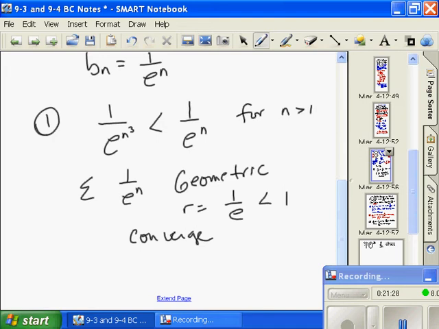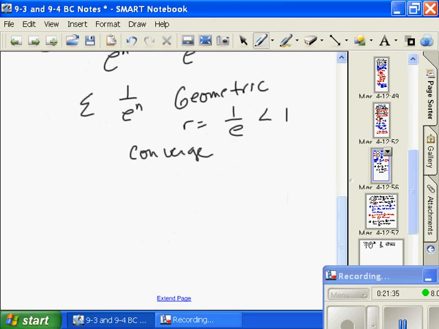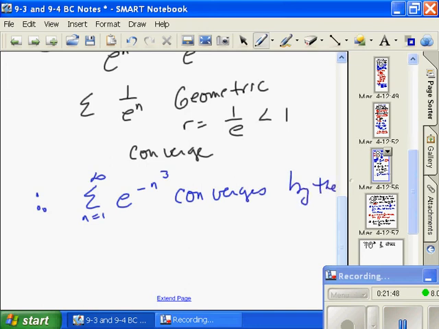Now, 1 over e to the n was the larger of the two. If the larger series converges, then we know that the smaller series has to converge. So therefore, the summation n goes from 1 to infinity of e to the negative n cubed converges by the direct comparison test. There we go. There's our examples on direct comparison test.